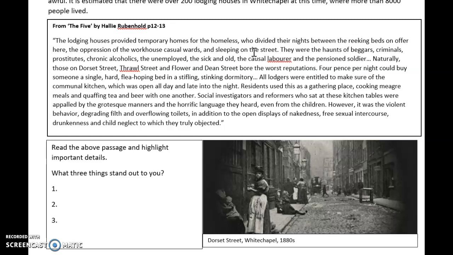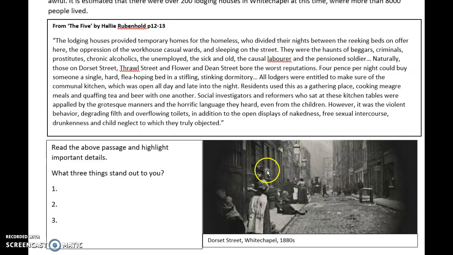That is why I like repeating Hallie Rubenhold's passages, because they're so descriptive. You get a real taste for what it was like living in Whitechapel in the late 1800s. What I would like you to do now is just pause the video and highlight three things from that passage that stand out. When you have done that, just pause the video again and absorb the image of Dorset Street.